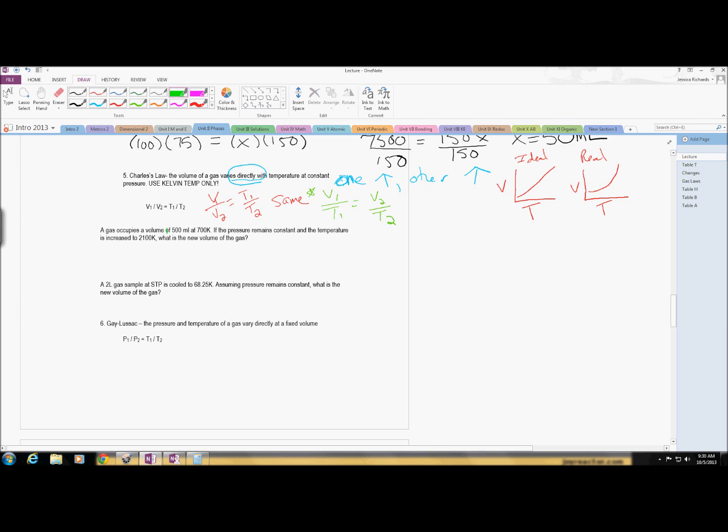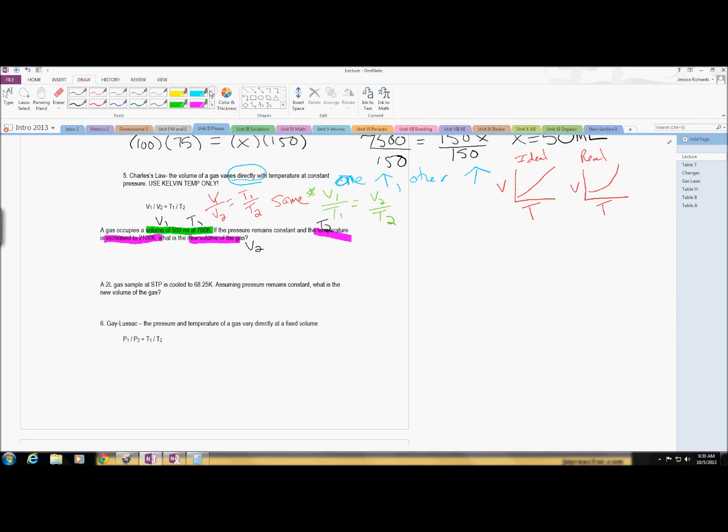A gas occupies a volume of 500 milliliters at 700 K. If the pressure remains constant and the temperature is increased to 2100 K, what is the new volume of the gas? Okay, so this is a volume, so we're starting, that's our starting temperature. They want to know what the ending volume is if we increase the temperature to 2100 K.